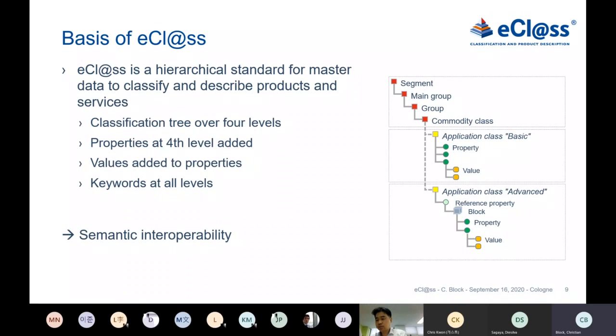What is ECLASS, and how can it support these problems? ECLASS is the hierarchical standard for master data to classify and describe products and services. As we can see on the right-hand side of this slide, we have these four red colored segments, groups, and classes, which we call a classification tree. And then on the fourth level, we have the possibility to link so-called application classes to the fourth level of the classification tree. These application classes allow us to describe products. I will come to this in detail on the next slides.